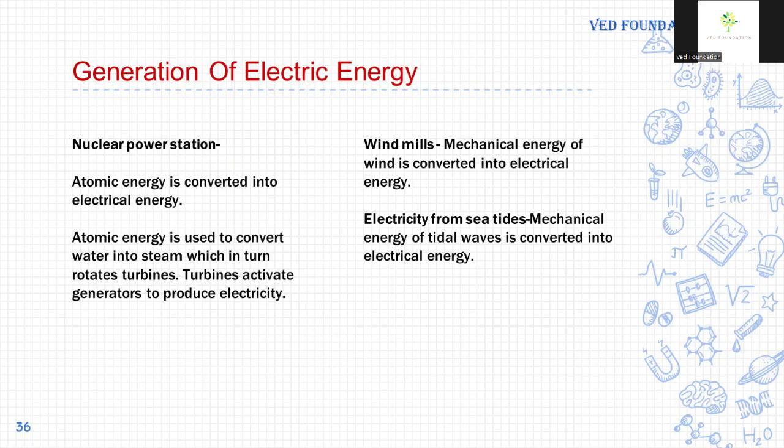We are learning sources of electricity. Next, nuclear power station. Atomic energy is converted into electric energy at a nuclear power station. Atomic energy is used to convert water into steam, and steam is used to rotate a turbine. Turbines are connected to a generator, and when turbines rotate, electricity is generated in the generator. Windmill. In a windmill, mechanical energy is converted into electric energy. Electricity is also produced from sea tides. Mechanical energy of the tidal waves is converted into electrical energy.